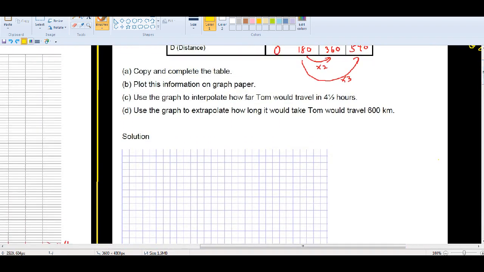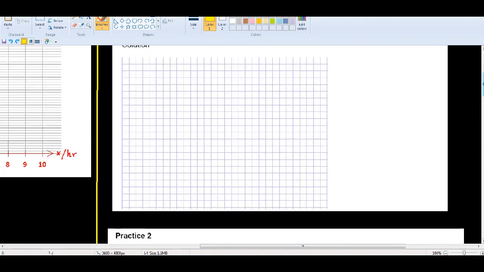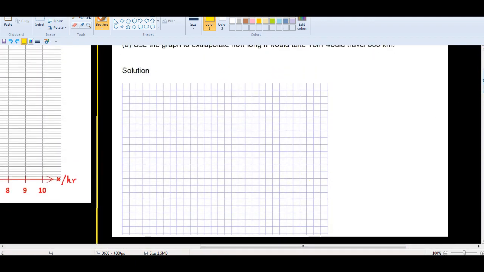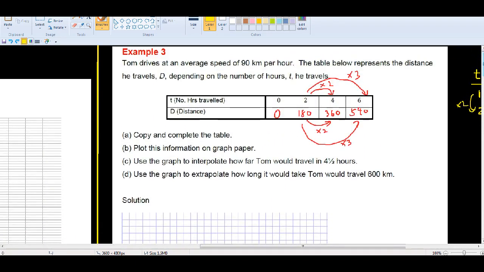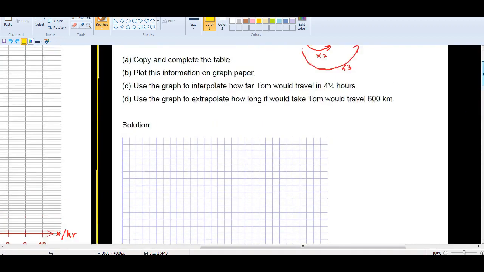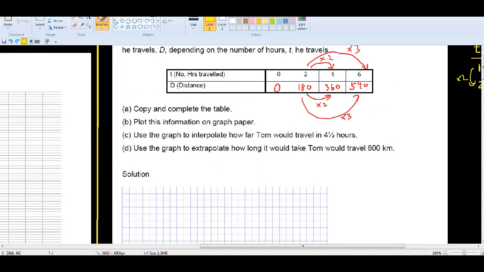Okay, so I'm going to give you some time to plot the graph, and of course you need to be careful about the scale of the graph if you have such graph paper with you. Alright, so I'm going to give you some time to do B. So I'm going to check with you whether your graph is correct. Okay, so you might pause the video now and try to plot the graph.